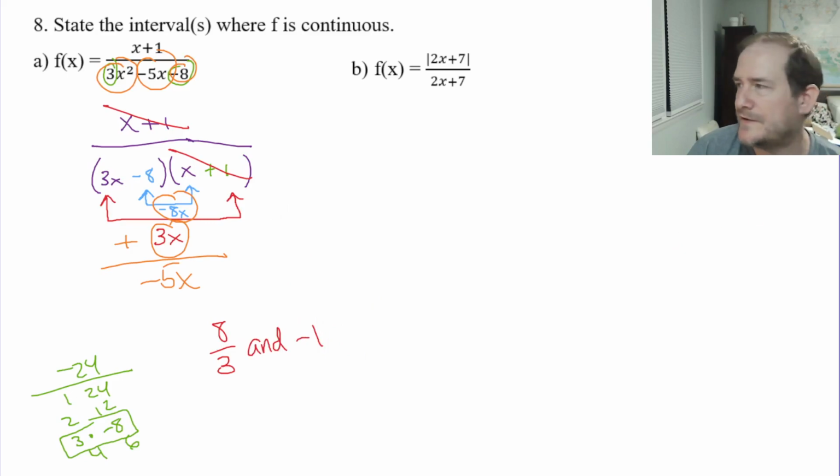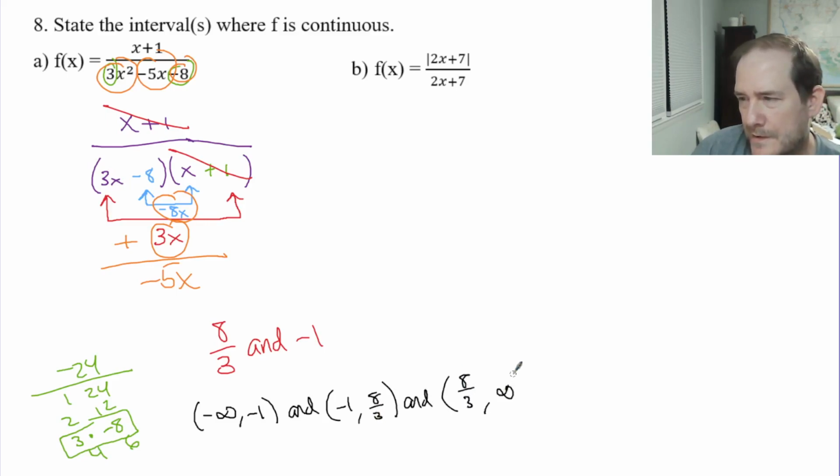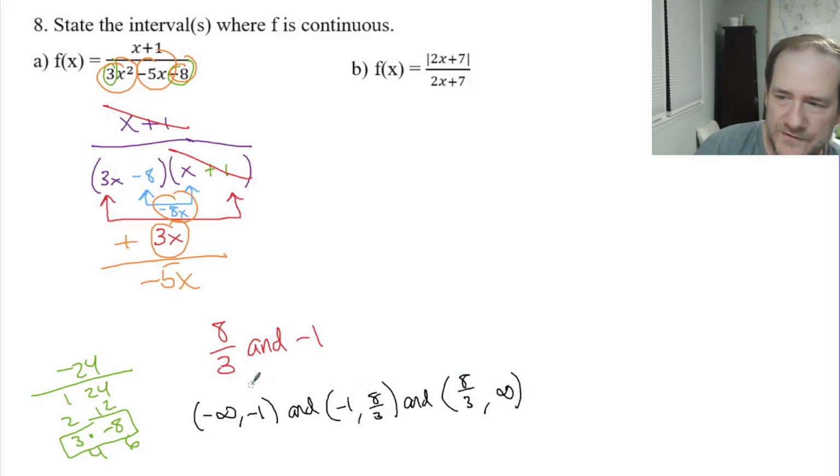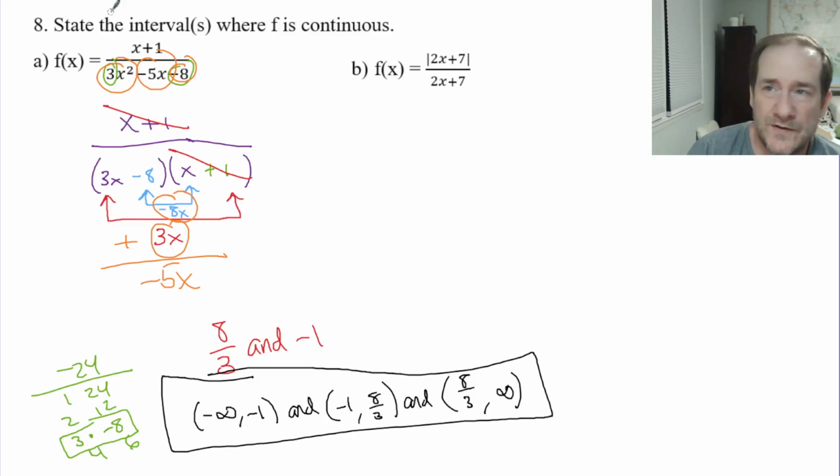And if those are where my discontinuities are, then I must be continuous on the interval that goes from negative infinity up to the negative 1, and then from the negative 1 up to the positive 1, and then the positive 1 up to infinity. So if you have 2 discontinuities, you'd have 3 intervals on which you are continuous. That's all this question asks for.